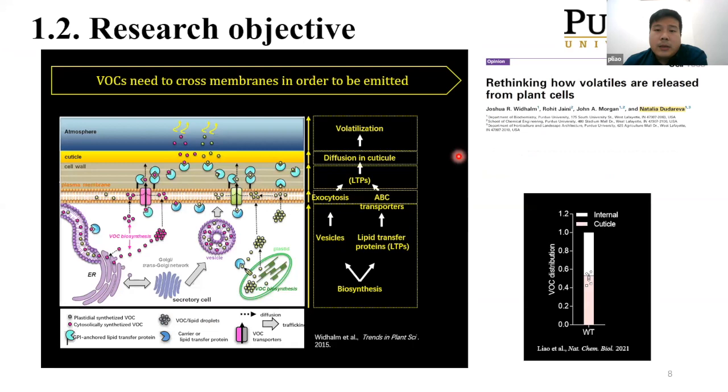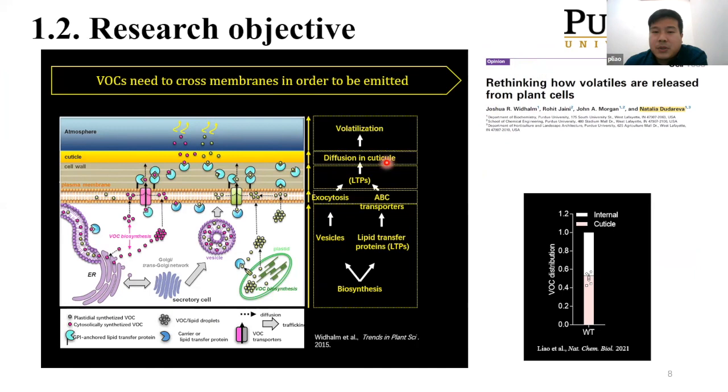And previously they also did some mathematical modeling and calculation. They found that out of these different barriers, including the plasma membrane, cell wall, and the cuticle, they predicted that the cuticle imposes the highest resistance for the release of volatiles. However, it has never been experimentally demonstrated.